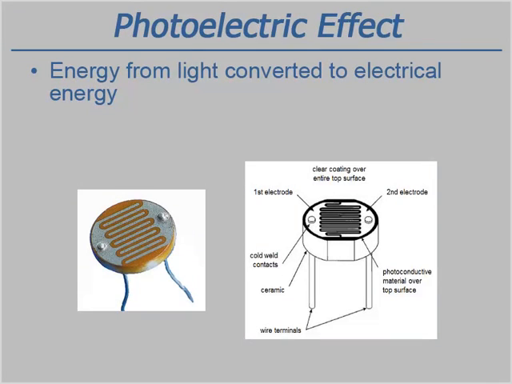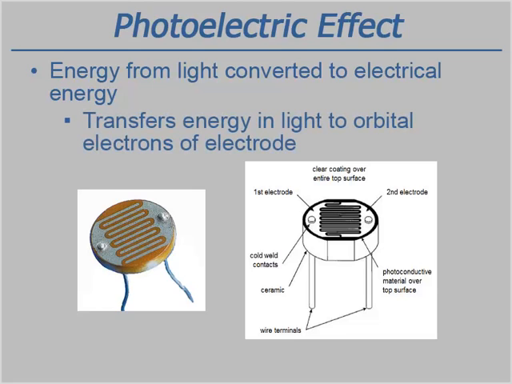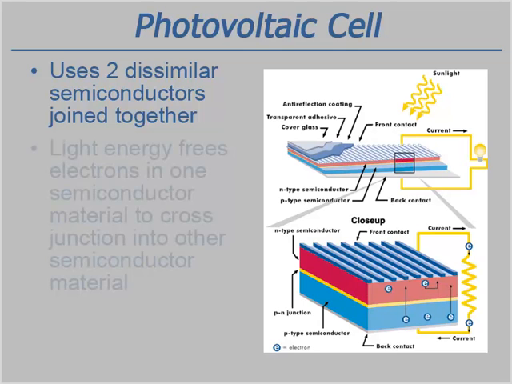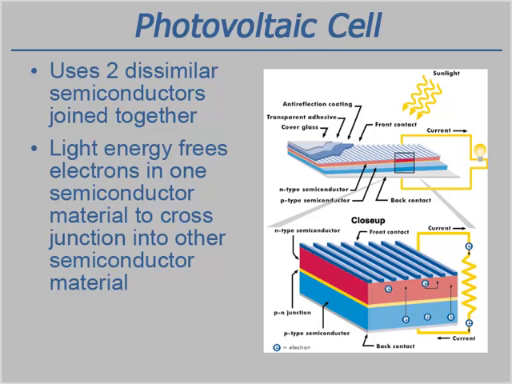The photoelectric effect converts energy from a light source to electricity by transferring the energy in the light to the orbital electrons of an electrode. This type of device is called a solar cell or photovoltaic cell. A photovoltaic cell uses two dissimilar semiconductors joined together. When the light strikes one of the semiconductor materials, the energy released by the light causes free electrons to cross the junction to the other semiconductor.